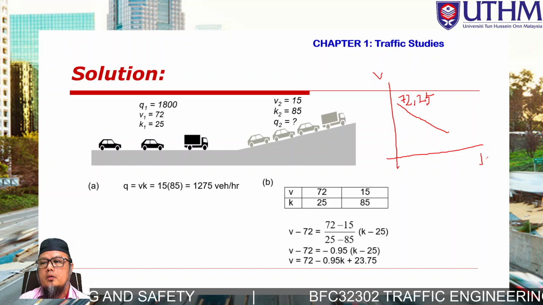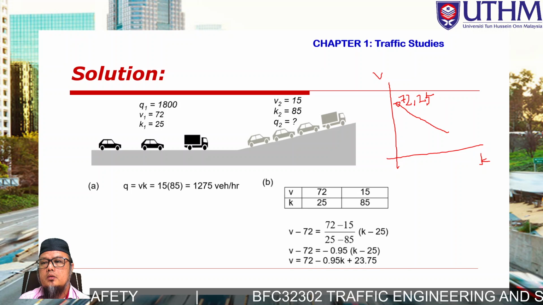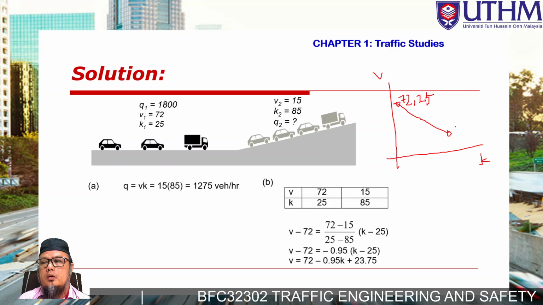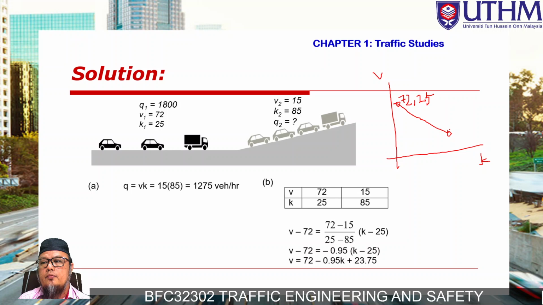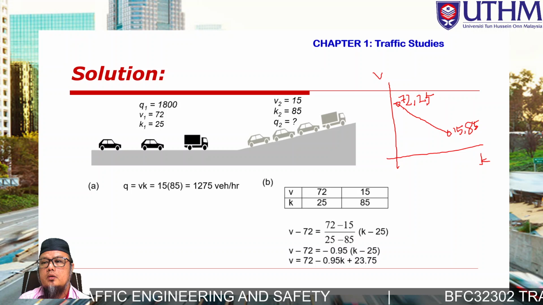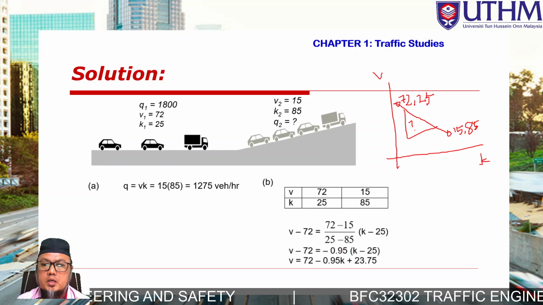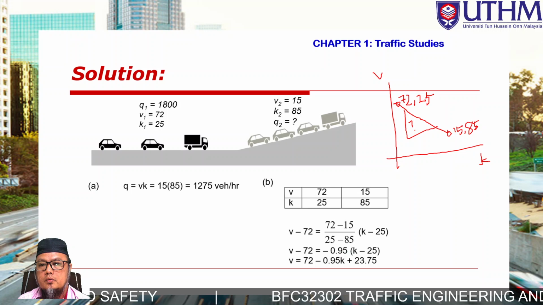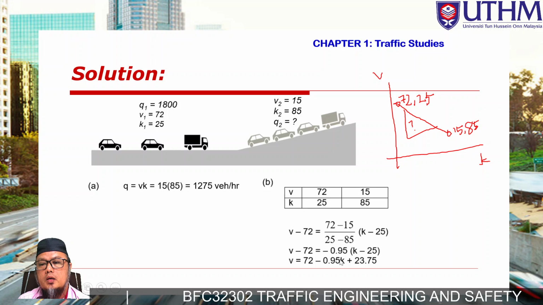Okay, at this point, the upper point and the lower point. Now we have speed 15, the speed is getting lower, with K 85. So we know what the gradient is. Okay, that's why we have this kind of solution or function. Put it into this formula and we will get a gradient value here.